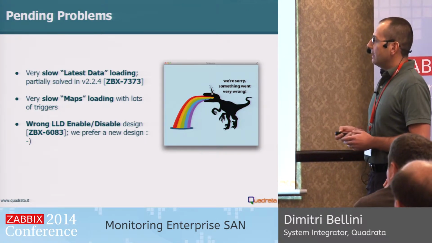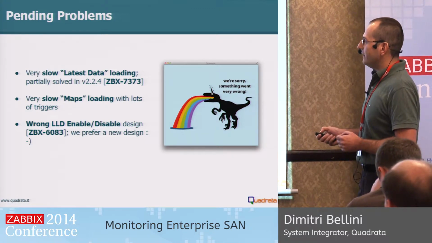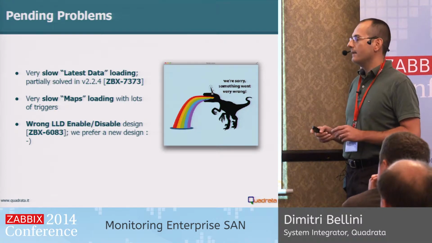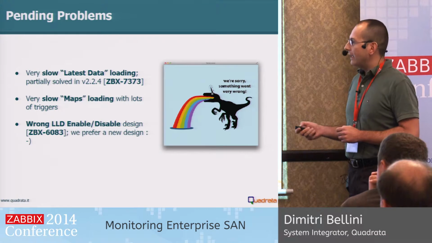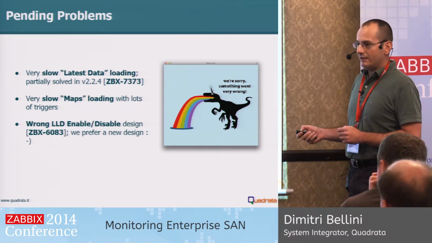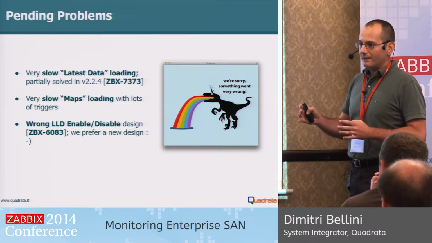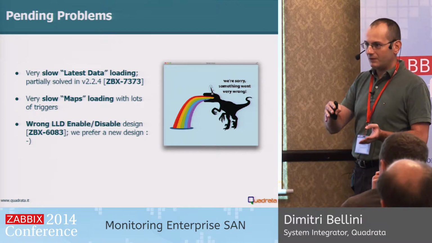on it. Also, the low-level discovery feature to enable or disable a trigger prototype inside the low-level discovery. At the moment, we can't enable and disable and propagate this information to every host. The only solution is to delete and recreate the trigger.